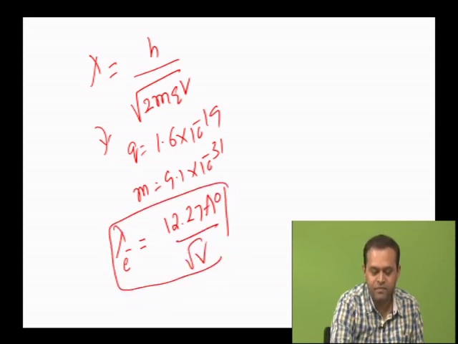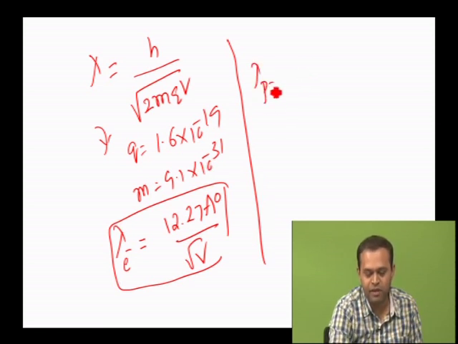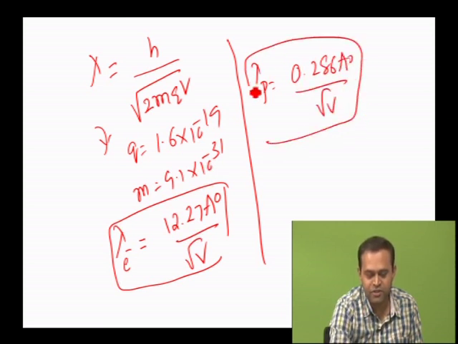Important expression. Similarly, for a proton, lambda of P, the de Broglie wavelength of a proton, is 0.286 angstrom divided by root V.